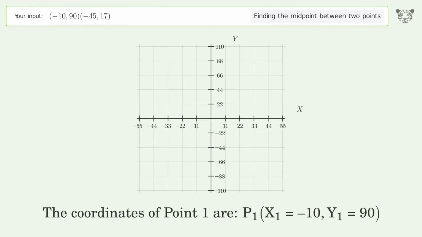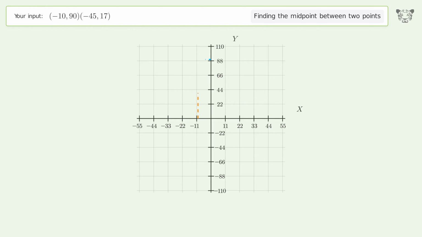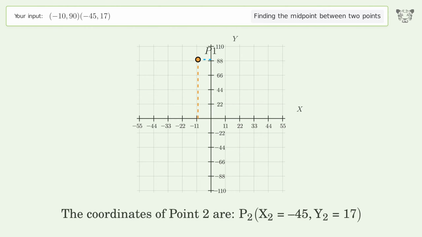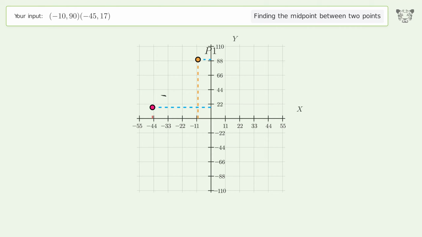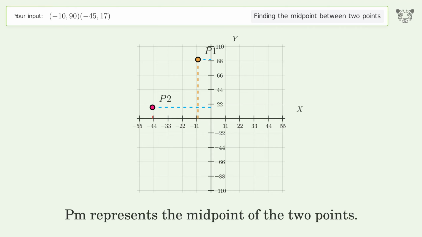The coordinates of point 1 are, x1 equals negative 10, y1 equals 90. The coordinates of point 2 are, x2 equals negative 45, y2 equals 17. PM represents the midpoint of the 2 points.